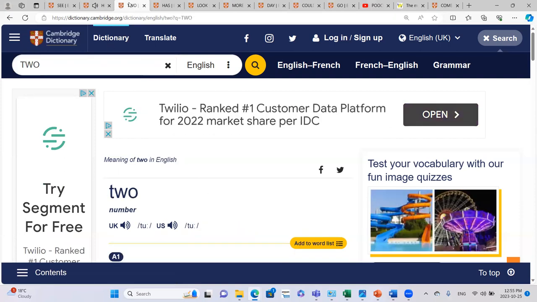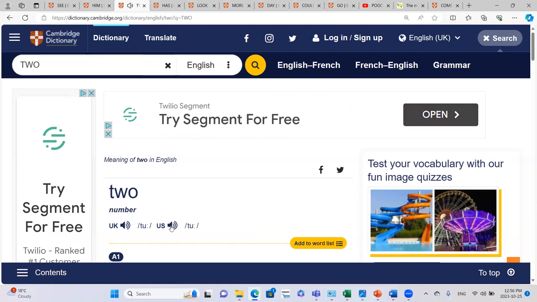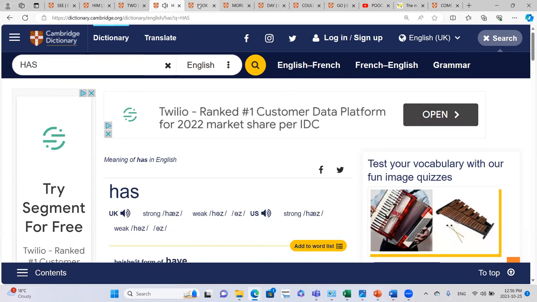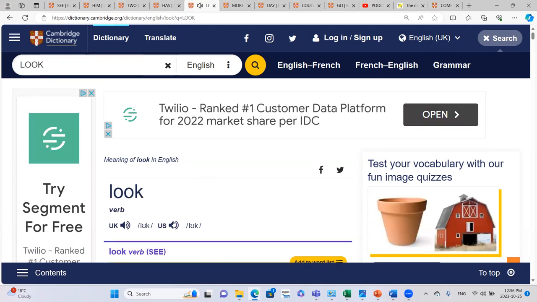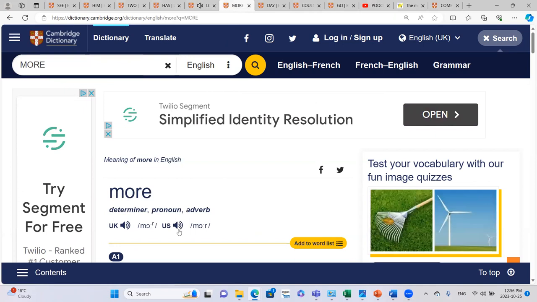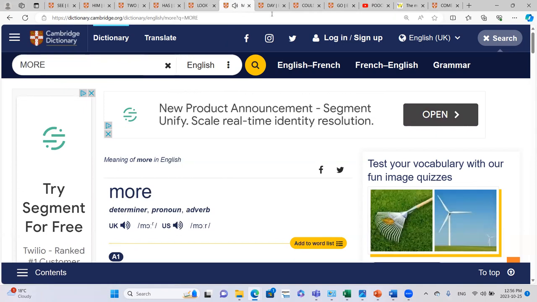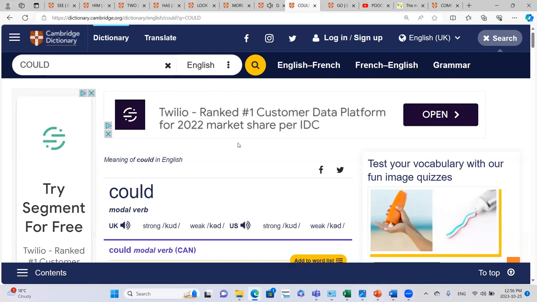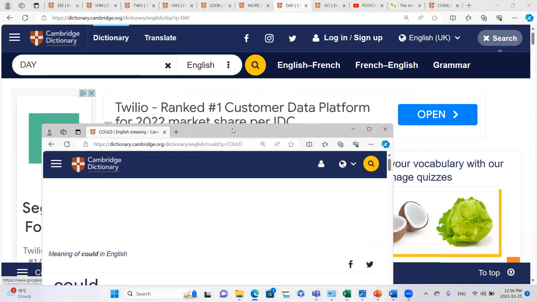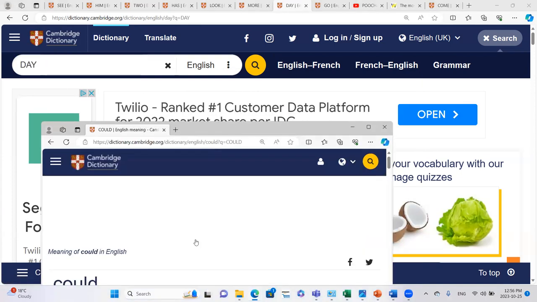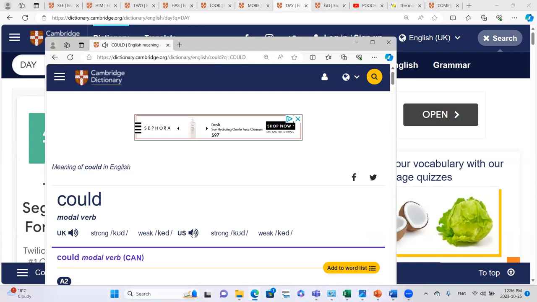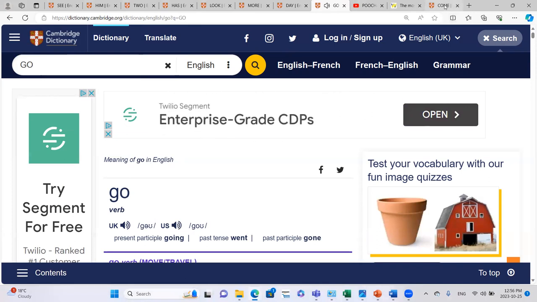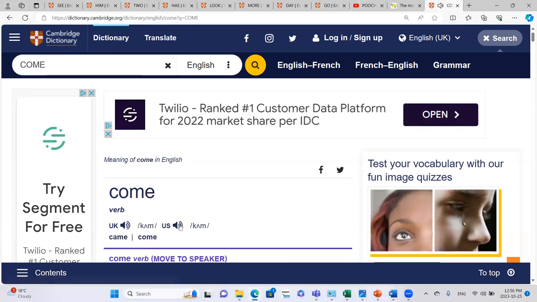Him, two, has, look, more, day, could, go, come.